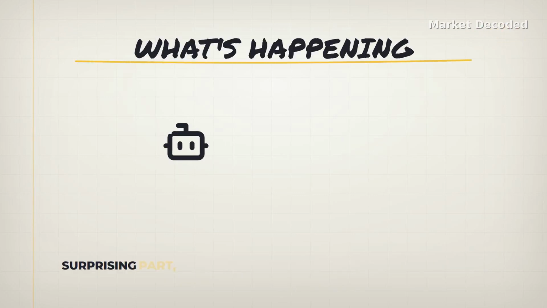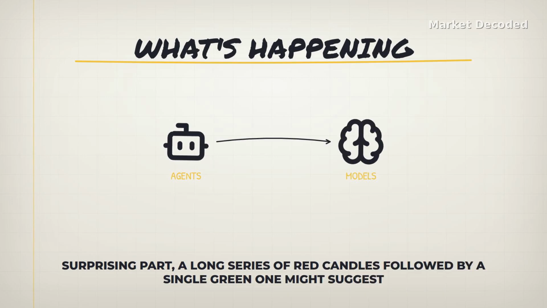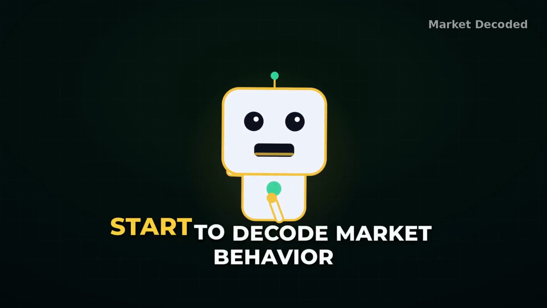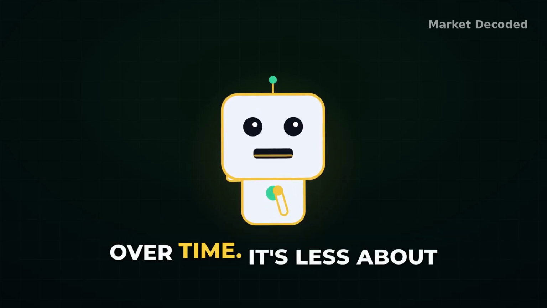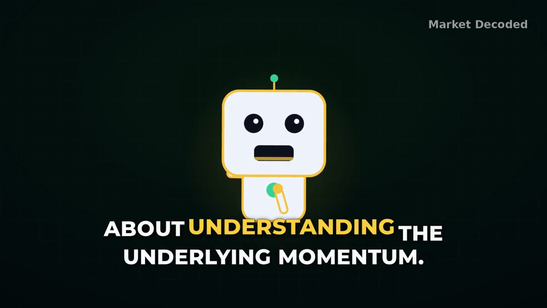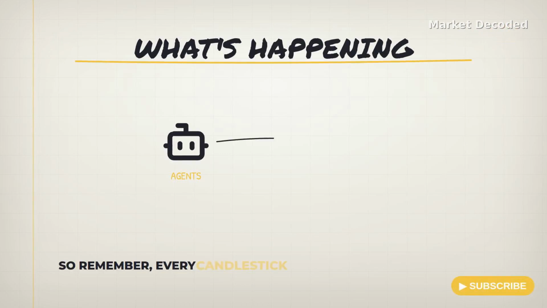And here's the surprising part. A long series of red candles followed by a single green one might suggest that buyers are stepping in after a downtrend, a potential reversal point. In essence, by observing these candlestick patterns, you can start to decode market behavior over time. It's less about predicting the future and more about understanding the underlying momentum. So remember, every candlestick is a piece of a larger puzzle.